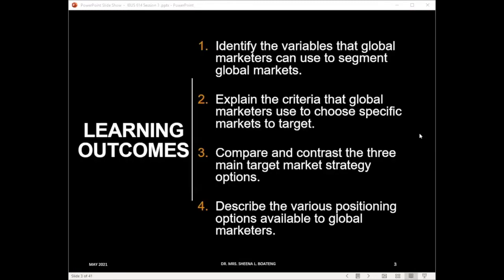Now, as usual, there are certain learning outcomes we hope to achieve by the end of the session. And there's 4 of them for this particular session. The first one being to be able to identify the variables that global marketers can use to segment global markets. And then to also be able to explain the criteria that global marketers use to choose specific markets to target. And then to also compare and contrast the 3 main target market strategy options that are available to global marketers. And then to also be able to describe the various positioning options available to global marketers. So with that, let's begin today's session.